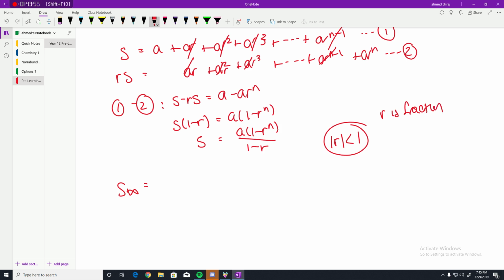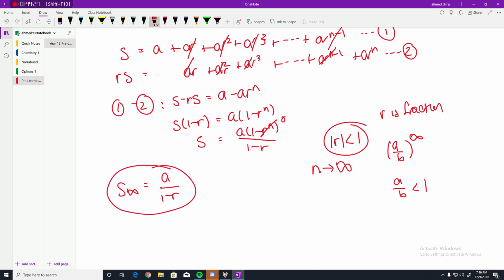If you think about it, S infinity is when the number of terms approaches infinity. Now, Dux, if I told you any fraction, A on B, to the power of infinity, such that A on B is less than 1, what is it going to approach? 0? Yes, any such fraction is going to approach 0. So this becomes 0 for S infinity, and we get A on 1 minus r. That's where you get your S infinity formula. Type a 1 if you understand that.